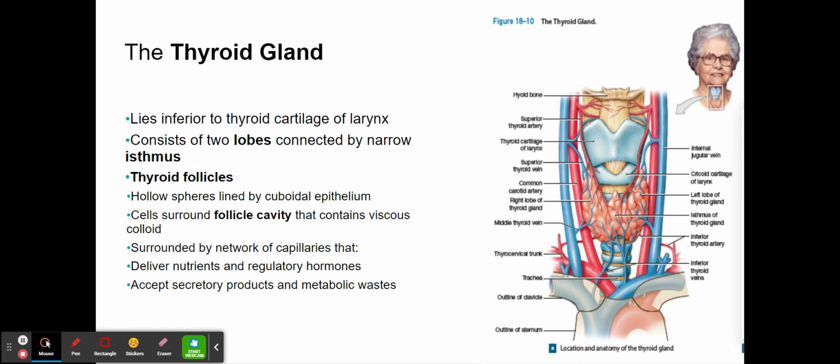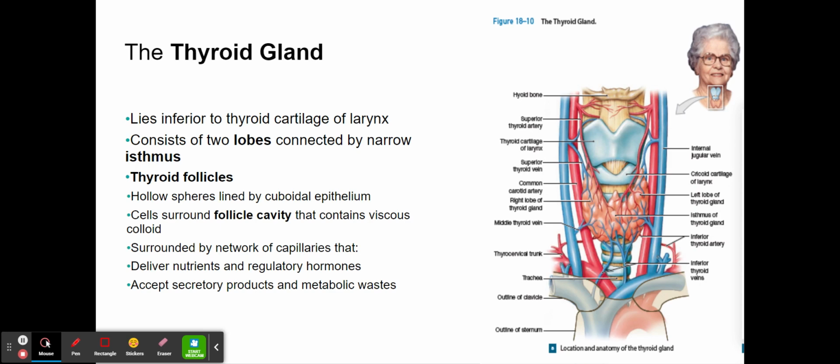The thyroid gland curves across the anterior surface of the trachea, just inferior to the thyroid cartilage, which forms most of the anterior surface of the larynx. It's kind of a shield-shaped gland, and you can see that in the figure over there to the right. The two lobes of the thyroid gland are united by a slender connection called the isthmus.